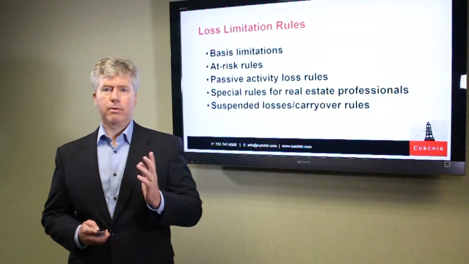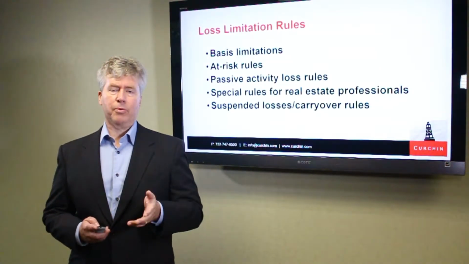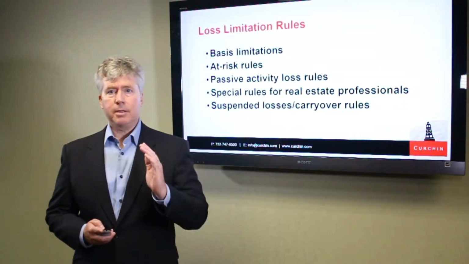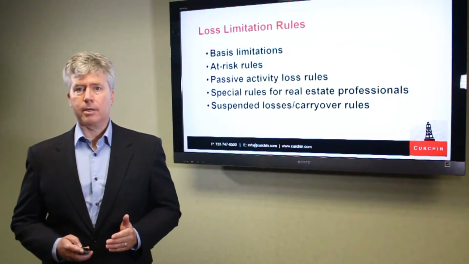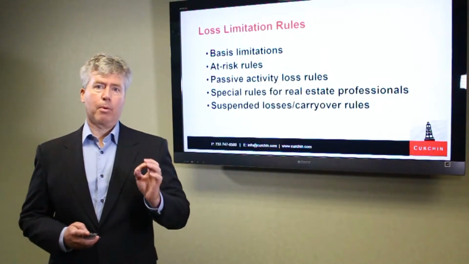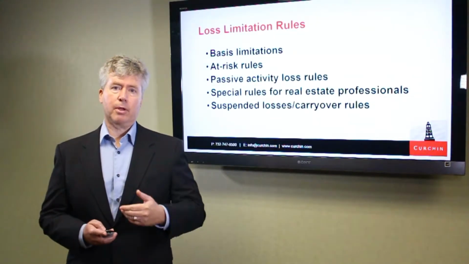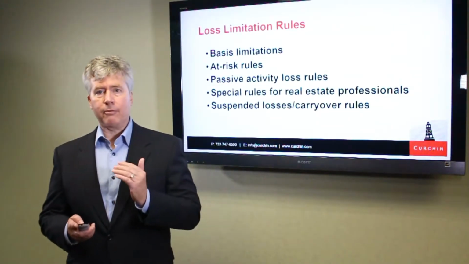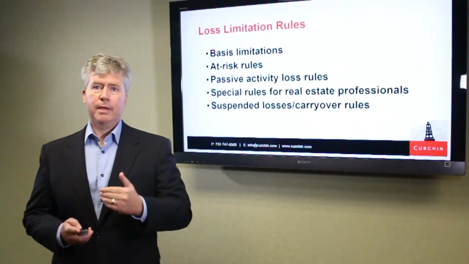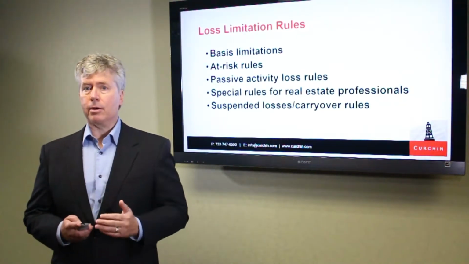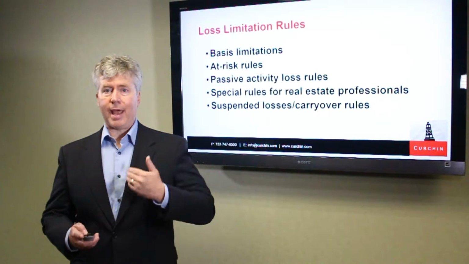The second tier of the loss limitation rules is what's called the at-risk limitations. These rules often get overlooked. The partner in a partnership or S corporation shareholder, yes, they can have basis in their equity. However, if they flunk the at-risk rules, then those losses cannot be deductible on their personal returns until they have at-risk basis.